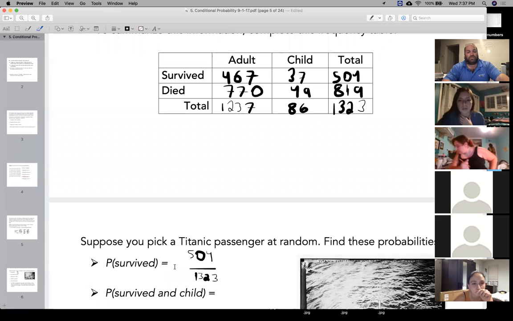So first, total of all children? Well, first, what's the denominator? 86. No, the denominator. It's not the total of all children. 504. The denominator, 1323. Oh, I thought, okay. I'm still looking at everyone, right? There's no conditional here, so I'm still considering everyone. There's 1323, correct? Now, of those 1323, how many of them survived and were a child? 37.